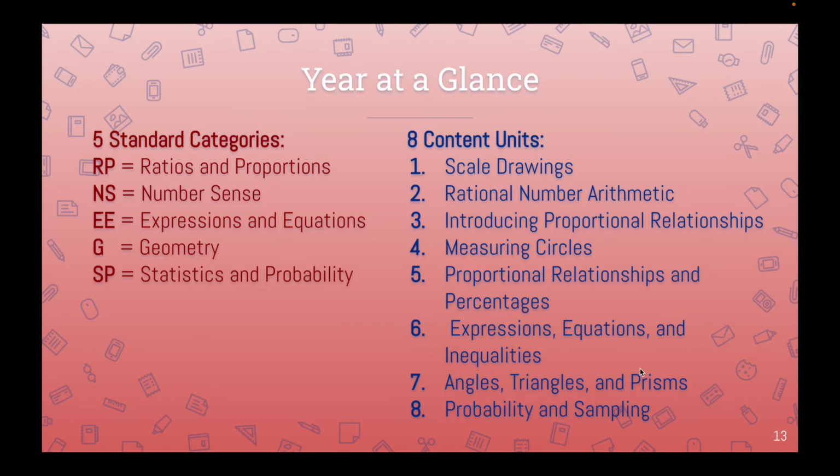Here is our year at a glance. We have our 8 content units on the right-hand side. We have our 5 standard categories on the left-hand side. Those are ratios and proportions, number sense, expressions and equations, geometry, statistics, and probability.